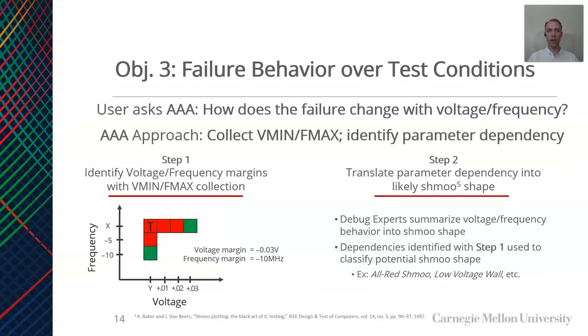necessary. For the next objective, the user will ask AAA how voltage and frequency impact the pass-fail behavior of the test. To extract this, AAA will perform minimum passing voltage and maximum passing frequency identification. With the results, the negative margins to the target voltage frequency condition are identified and returned to the user. Next, the existence of these margins is used to provide a high-level picture for the shape of the shmoo. For example, if there is no frequency for which the test passes at the target voltage, the failure is said to be frequency independent. This behavior is translated to a description of a shmoo commonly used by the debug expert and provided back to the user.